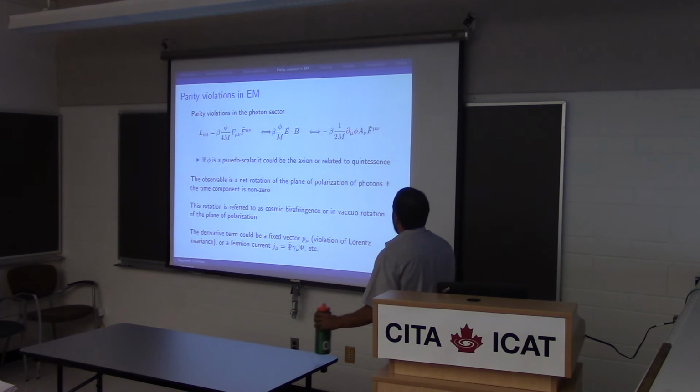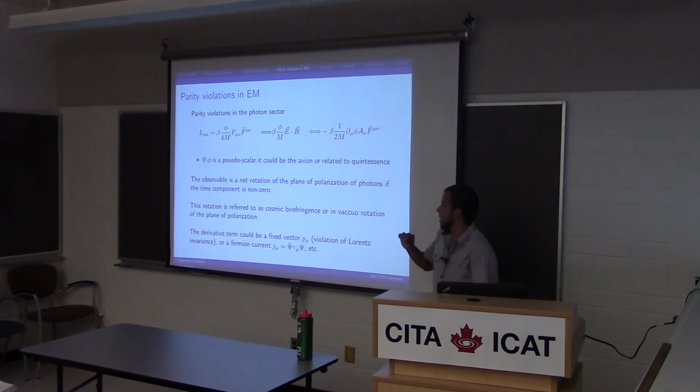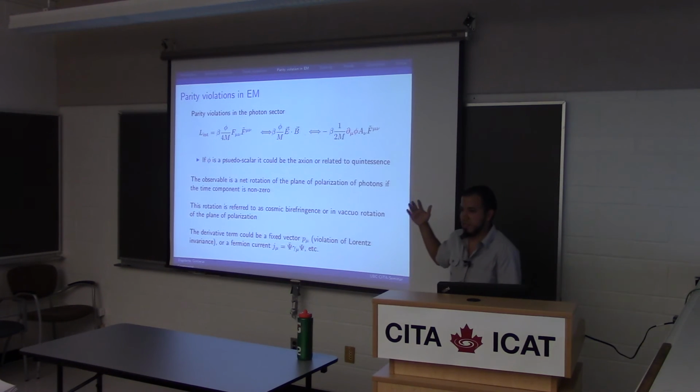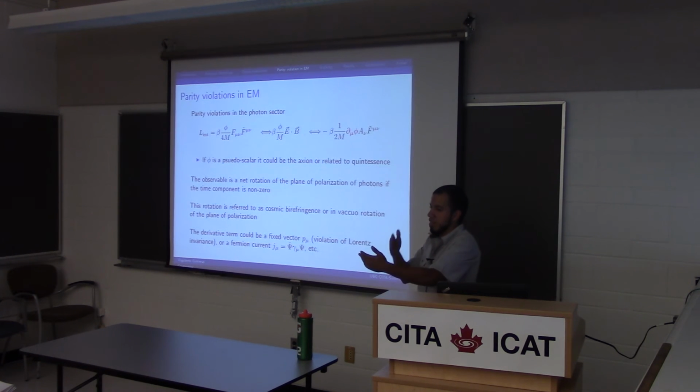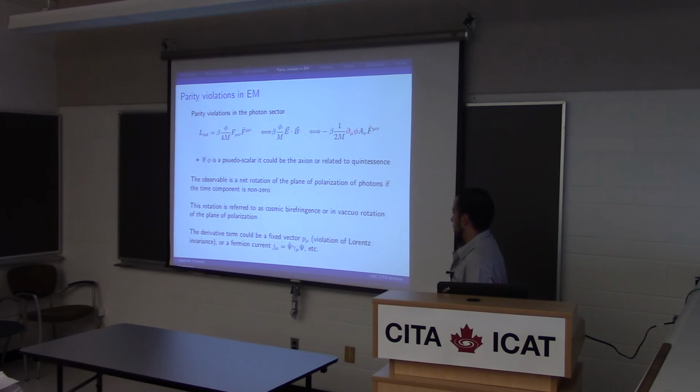If we focus on this way of writing it, if the time derivative of that pseudoscalar field is non-zero, then as photons propagate from the CMB towards us, the polarization will rotate on its way to us. This is sometimes called cosmic birefringence, or rotation of the plane of polarization.